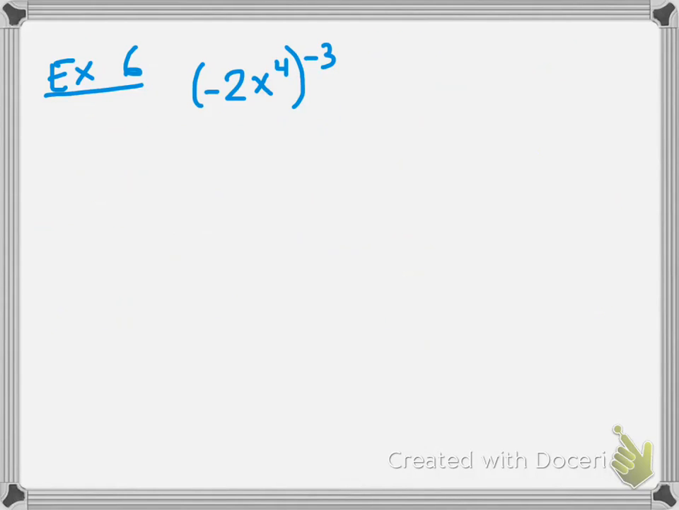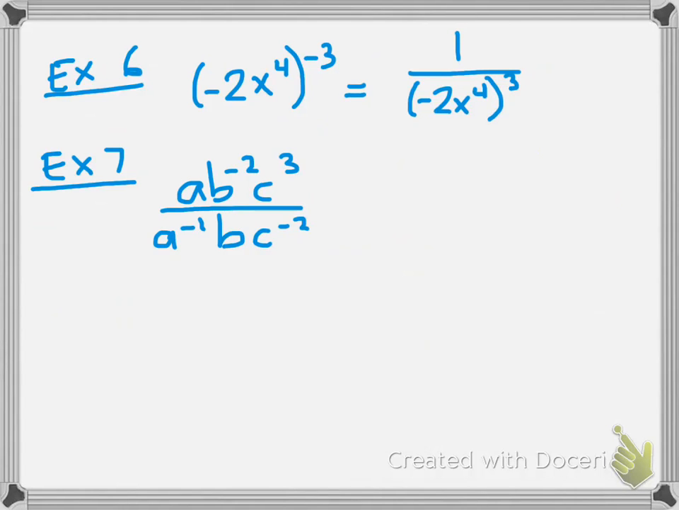Example 6. Parentheses, negative 2x to the fourth, to the negative third power. That means everything in the parentheses is to the negative third power. So you're going to do 1 over, and the whole thing in parentheses goes here, and it becomes positive third power.